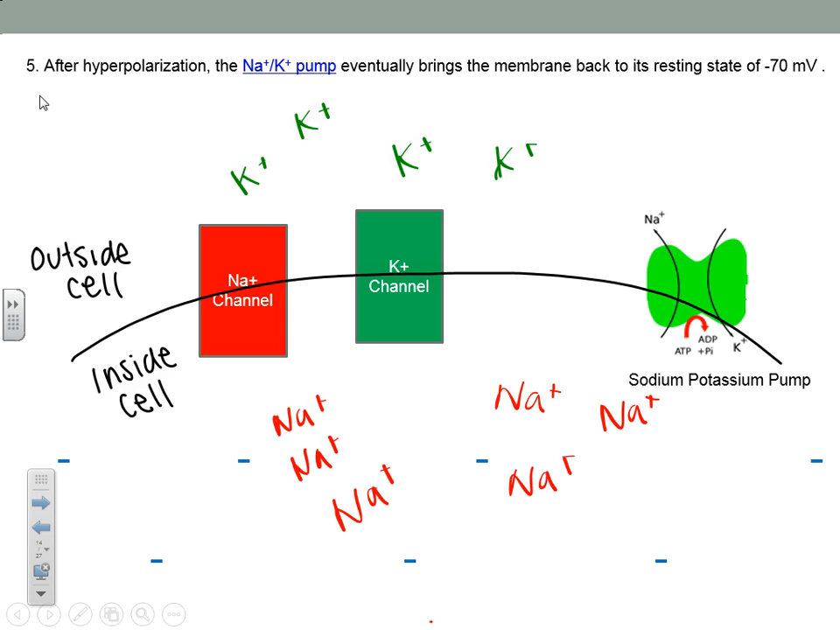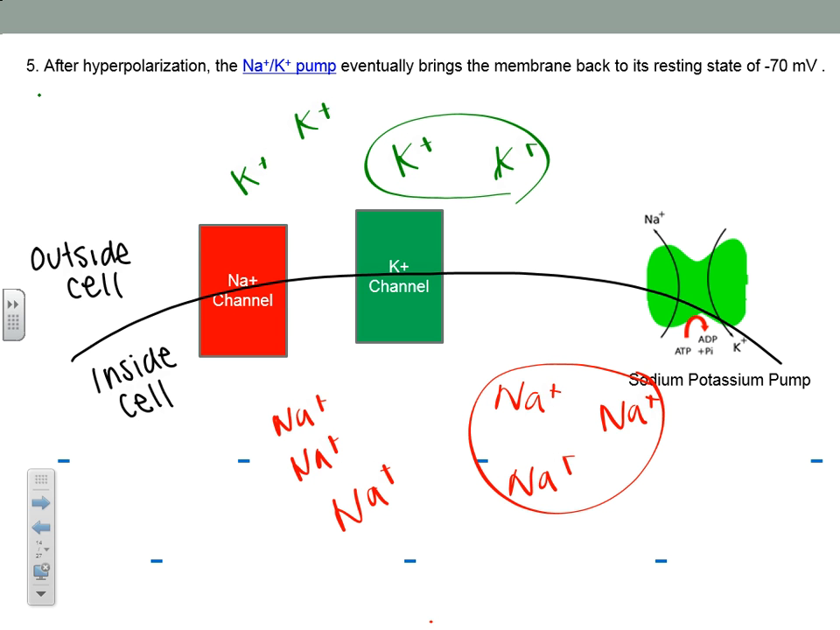And what it's going to do is it's going to take 3 sodium ions. So let's say we're going to take these 3. And it's going to take 2 potassium ions, and it's going to pump them through. So we're going to move these 3 sodium ions back out here, and these 2 potassium ions back in here. Okay, and this is going to take energy in the form of ATP for it to occur because it's moving against the concentration gradient.